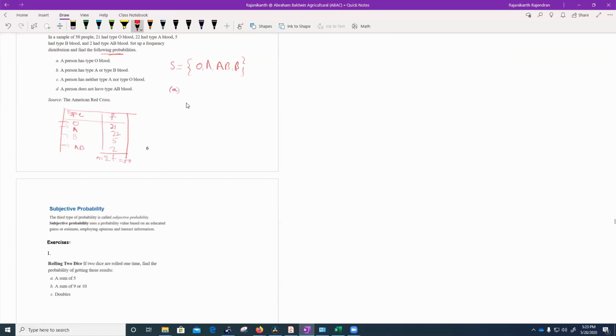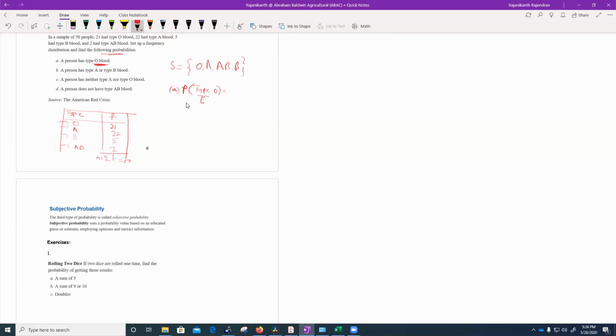So for part A, what is the probability that the chosen person has type O blood? So this is going to be my particular event for problem number 1. We need to find the probability of those who have type O. We are choosing a person out of 50. What is the chance of that person having type O blood? So now this is going to be my event E.